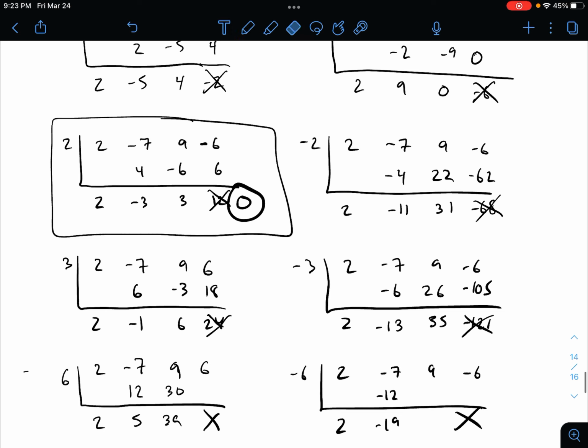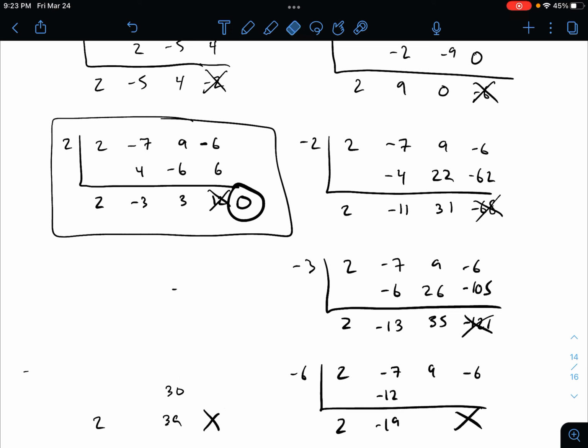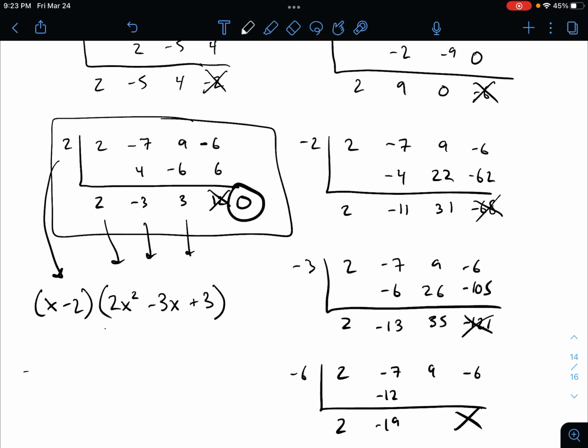All right. So looking at this, I'm going to erase all of this now. We don't even need this. All right. So I know that if 2 is one of my zeros, I'm going to have x minus 2 as one of my factors. And then I can bring down each of these. That would give me a 2x squared minus 3x plus 3.